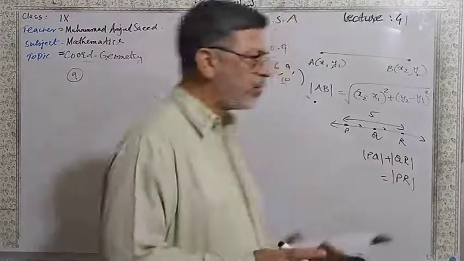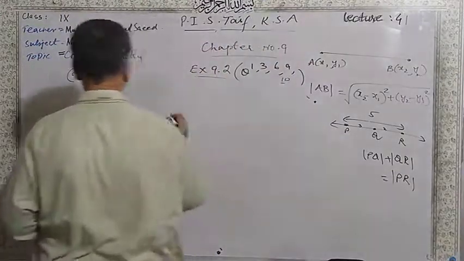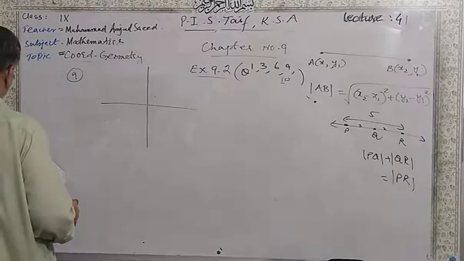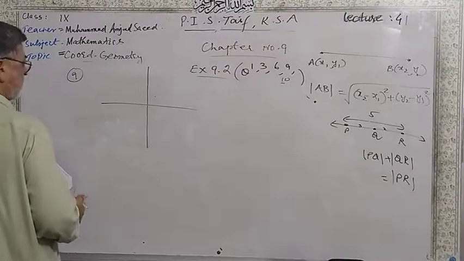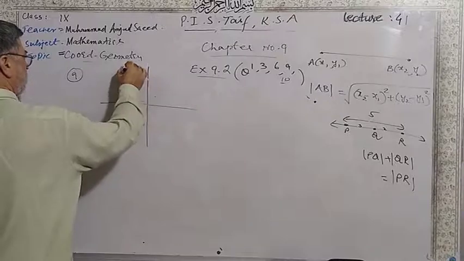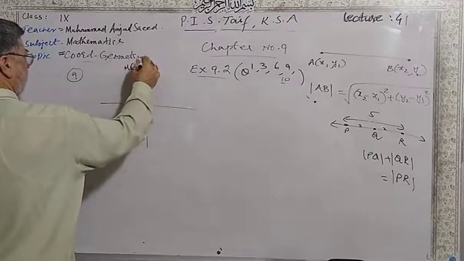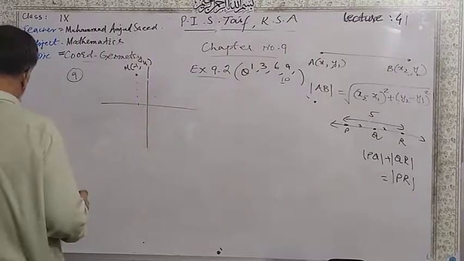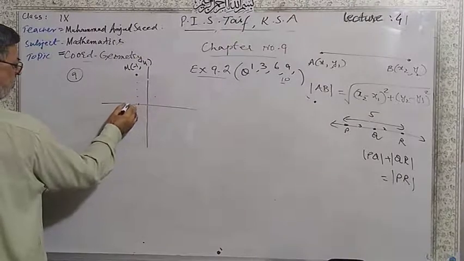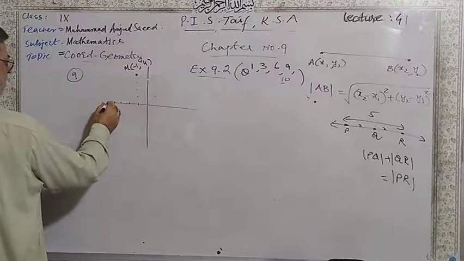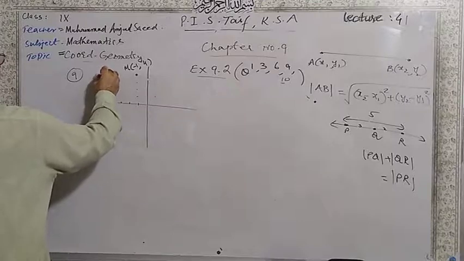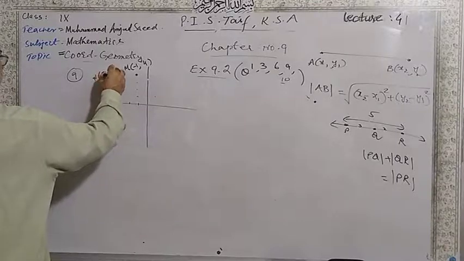First of all, we have to draw a rough sketch. M is (-1, 4). N is (-5, 3).